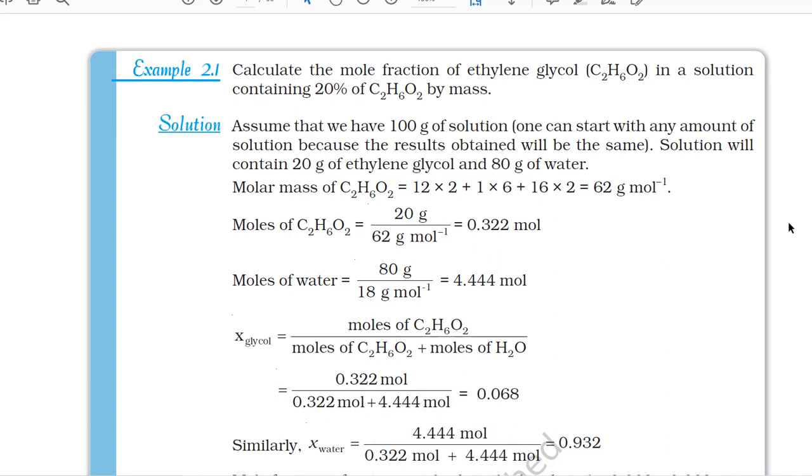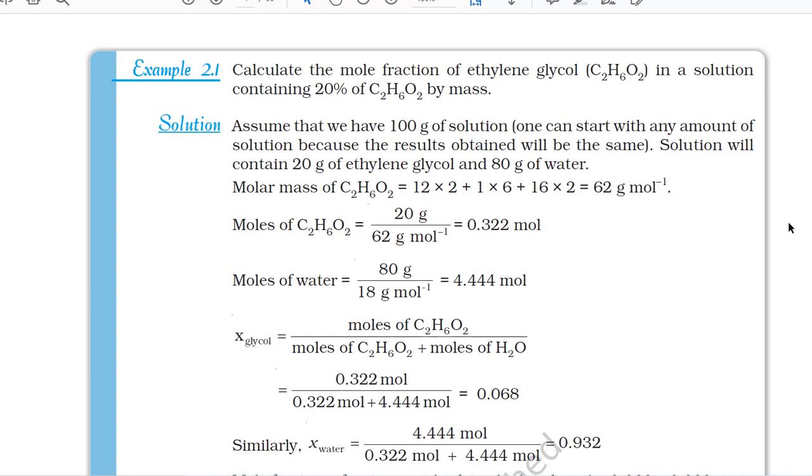Example 2.1. Calculate the mole fraction of ethylene glycol (C2H6O2) in a solution containing 20% of C2H6O2 by mass. Solution. Assume that we have 100 gram of solution. One can start with any amount of solution because the results obtained will be the same. The solution will contain 20 gram of ethylene glycol and 80 gram of water.